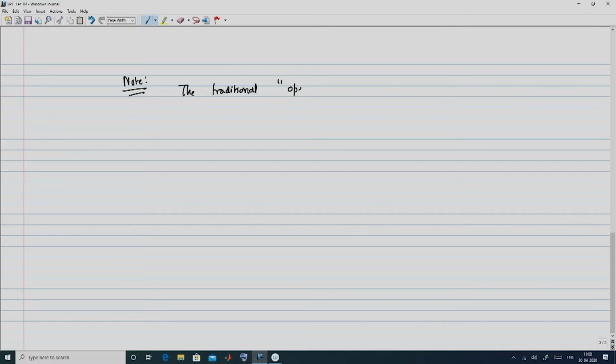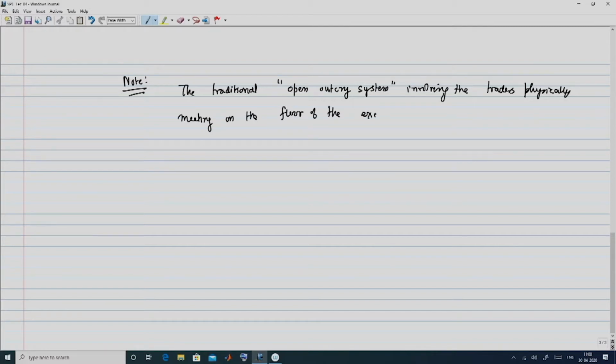the traditional process of the traders trading on the floor is what is known as the open outcry system, which involves the traders physically meeting on the floor of the exchange, is being replaced by electronic trading systems.